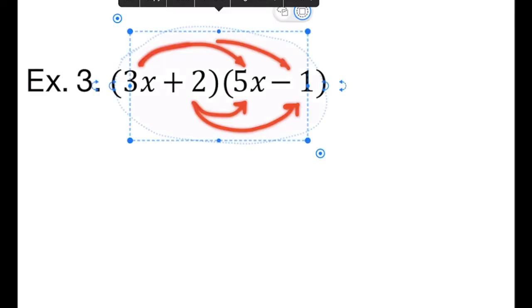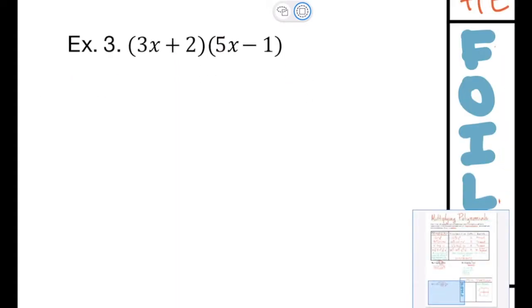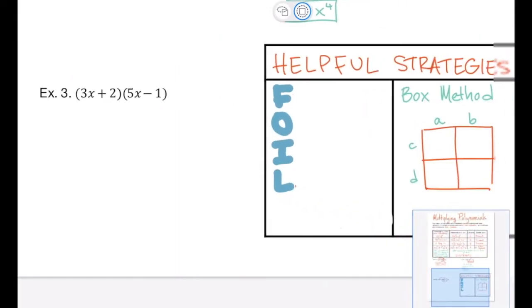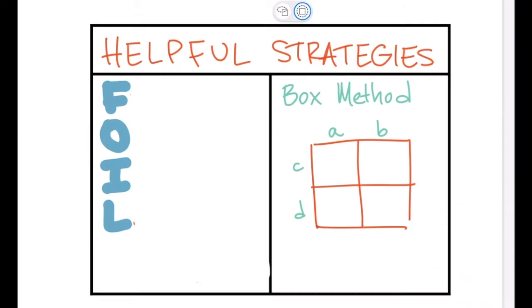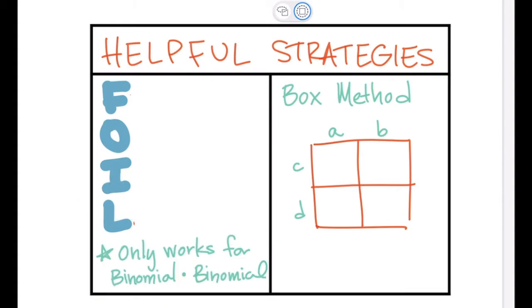Now, I'm going to give you two really popular strategies that can help you when you're multiplying polynomials. So the two strategies are FOIL and the box method. So FOIL, here's the key, and be careful. FOIL really will only work when you're doing a binomial times a binomial, and it just helps make sure that you're not missing any step in the distribution.